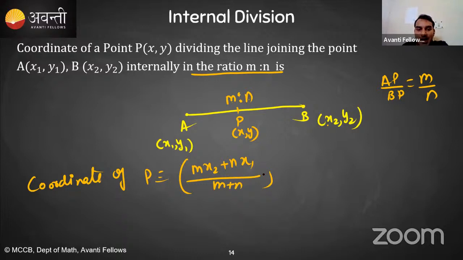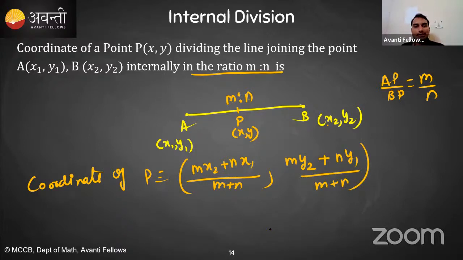Similarly, the y coordinate, same way: m into y2 plus n into y1 upon m plus n. Is this clear? So if the point P is dividing AB in the ratio m is to n, then the coordinates are (mx2 plus nx1) upon m plus n, and (my2 plus ny1) upon m plus n, the x and y coordinates respectively. And see, this m is closer to A, so you have to multiply m with the other coordinates, B's coordinates. Okay, so don't make the mistake.